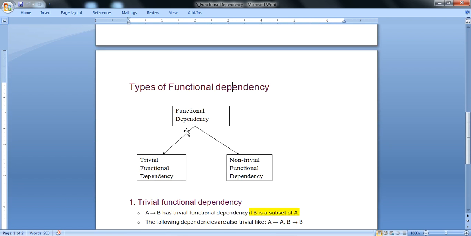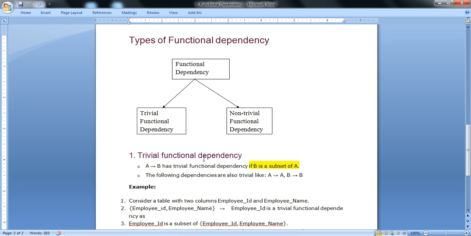Now the types of functional dependency. Functional dependency has two types: trivial functional dependency and non-trivial functional dependency. In a trivial functional dependency, A → B is a functional dependency. What exactly is the condition for calling this relation a trivial functional dependency? It is trivial if B is a subset of A. The following dependencies are also trivial, like A, B → A, because A is again a subset of A. That's why we can say this relation is a trivial functional dependency, because this A is a subset of this A.